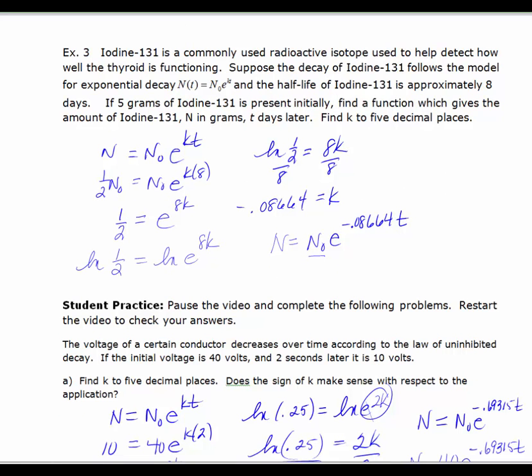Since we were asked to base this model on an initial amount of 5 grams, we're not going to use this generic of a model. We're going to write N equals the initial amount 5 e to the negative 0.08664t. And it makes sense that k was negative because this is a decay model. We started with a larger amount, ended up with a smaller amount, and your k should be negative.